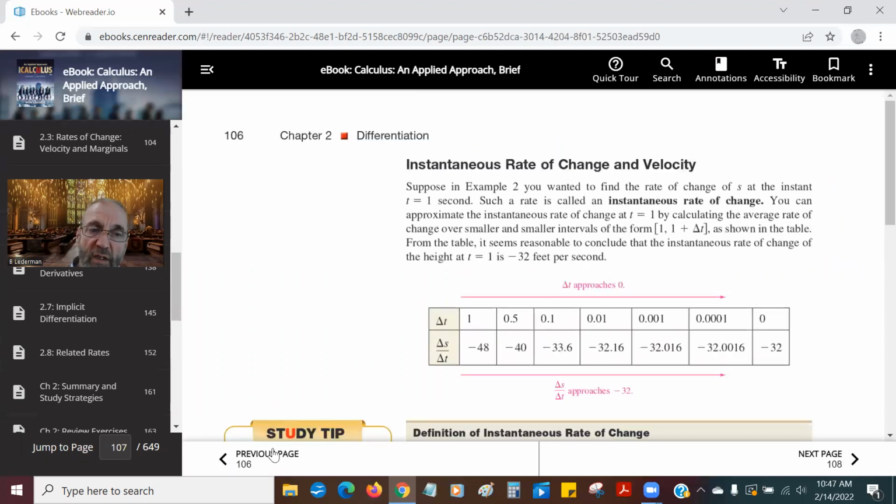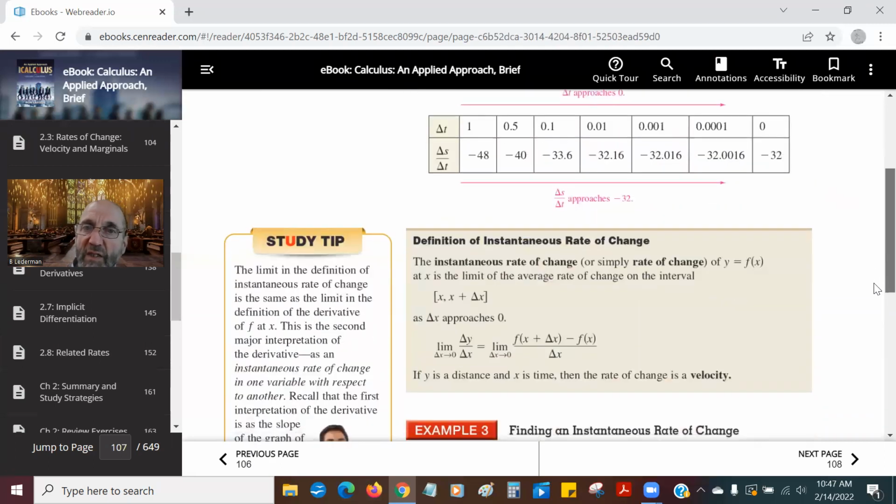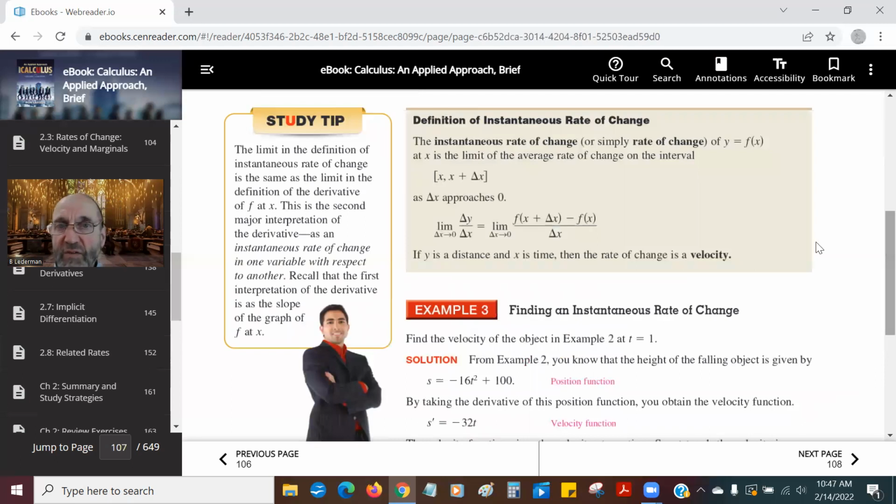Yeah, so notice that the velocities in that previous problem were negative because the object is going down. So it's based on that. Okay, well, that's average rate of change. What about instantaneous rate of change? Well, you figure it out the same way, but you look at the limit as the interval gets smaller and smaller.